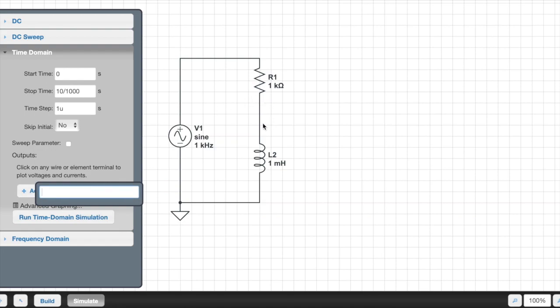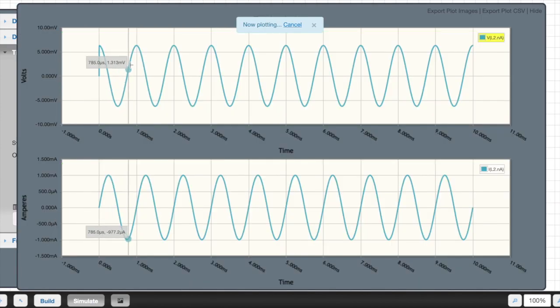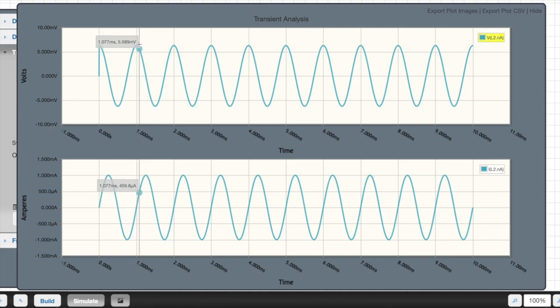And so again, as we go back here and we go to plot the voltage and current through the inductor, what we're going to see is that these two items are no longer in phase, that our voltage peaks come well before our current peaks. So our voltage peak is right here at about 1 millisecond, whereas our next current peak is at about 1.2 milliseconds.